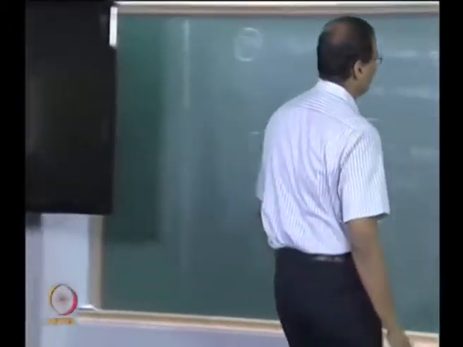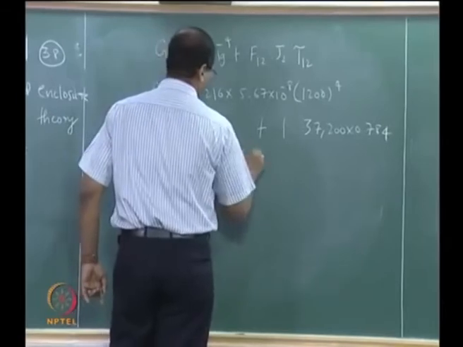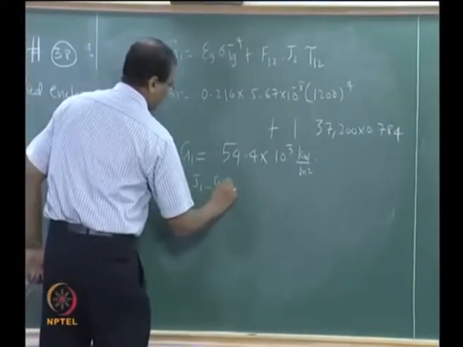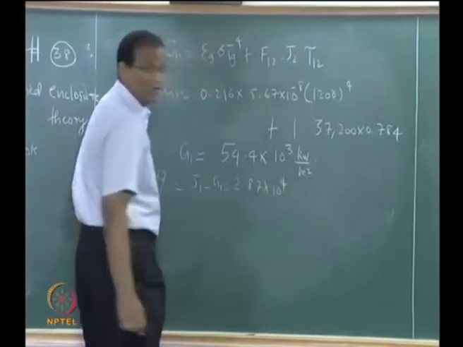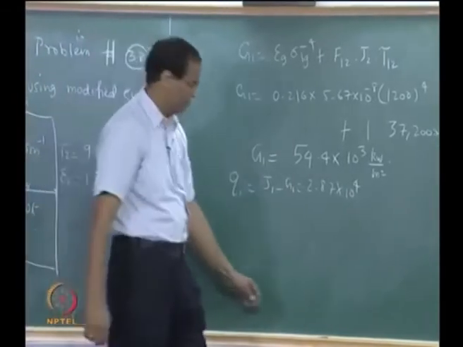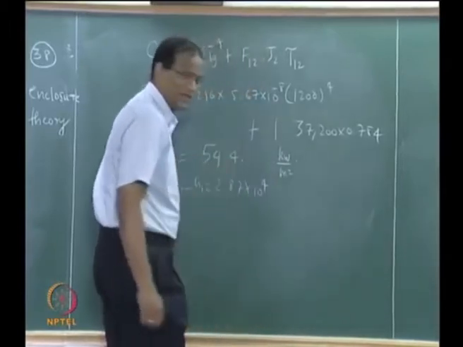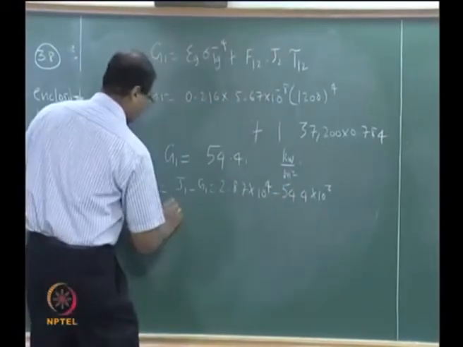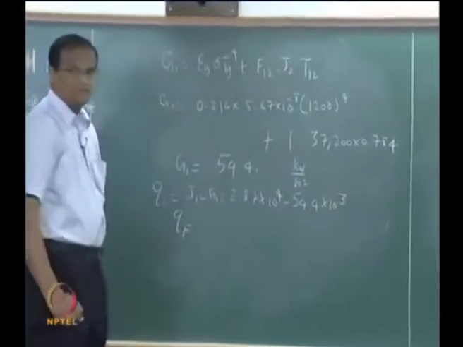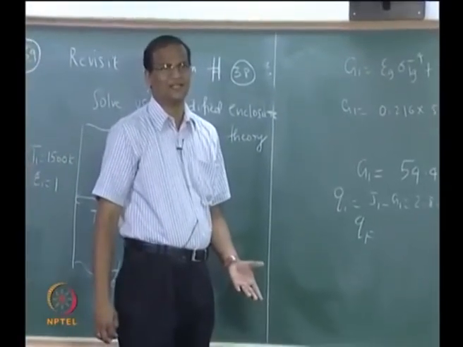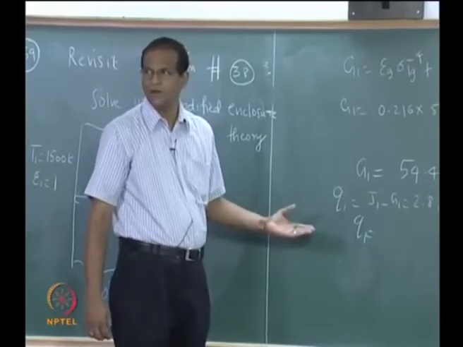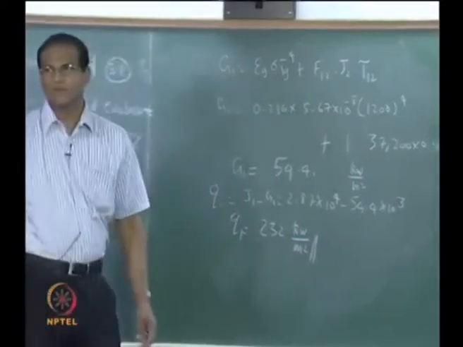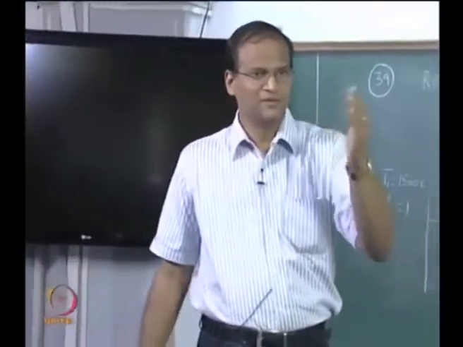54? Yeah, 54.4. Is that correct? How much is this? You should get the same answer as what you got yesterday. 232 kilowatt per meter square. Did you get the same thing yesterday? Correct? Please revisit problem 38.